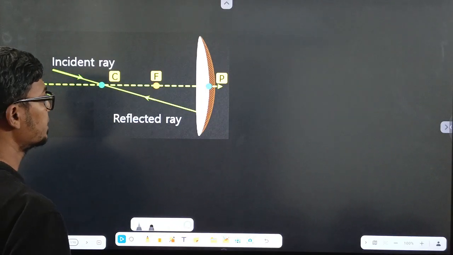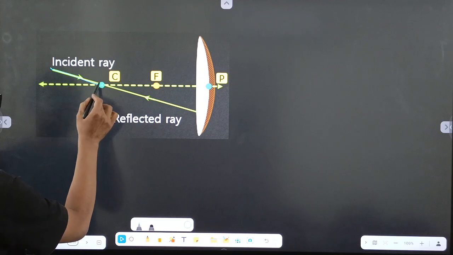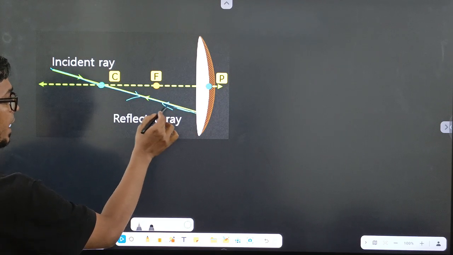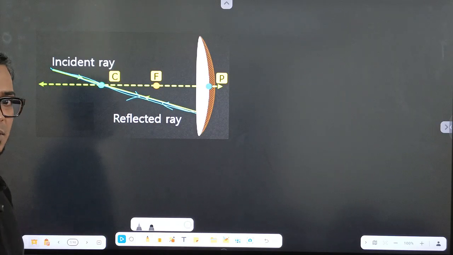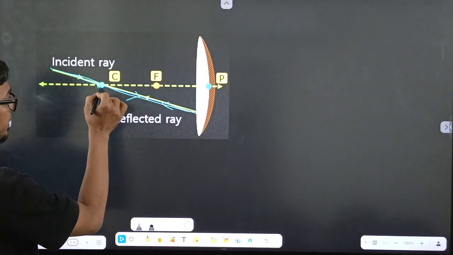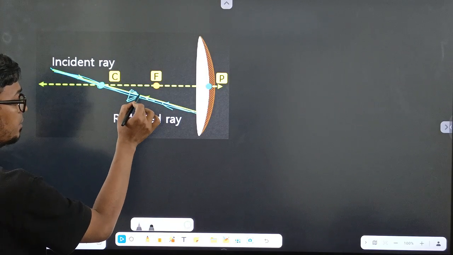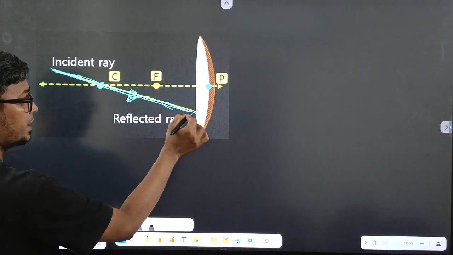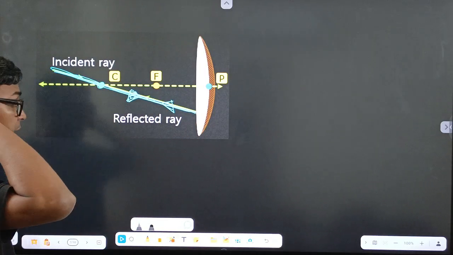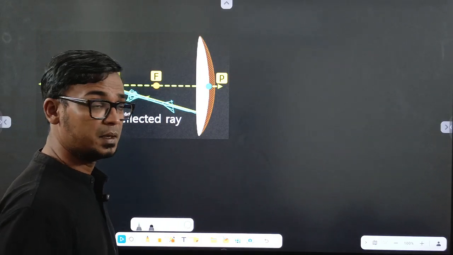Then the third rule: when the incident ray comes through the center of the curvature, then it will just go back along the same path in the opposite direction. Here the center of the curvature is this point and the incident ray is coming from this direction, so the reflecting ray will go along the same path but in the opposite direction. Okay, this is rule number 3.